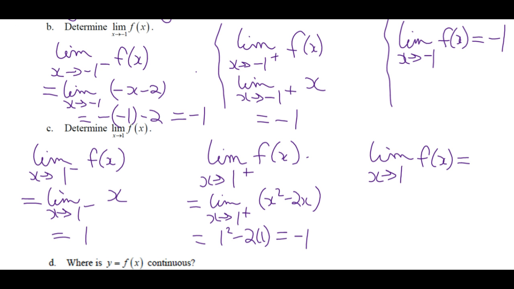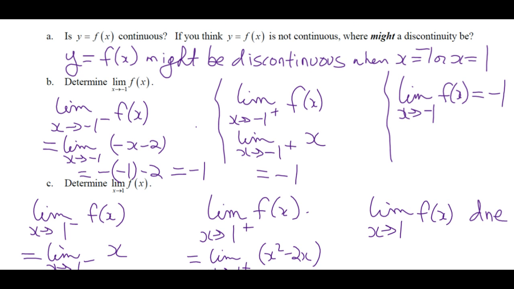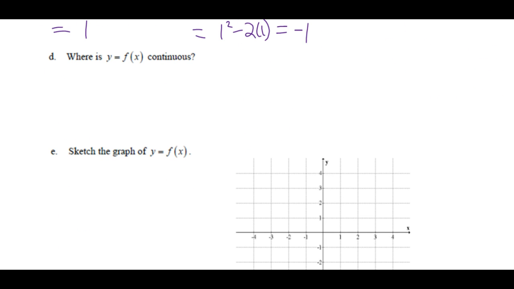So what's this equal to? What can we say about this? It does not exist, right? Since the limit from below and the limit from above are not the same, then it doesn't exist. So where is y equals f of x continuous? It's continuous at negative 1. So everywhere except x equals 1. So it's continuous everywhere except when x equals 1. That's where it's discontinuous, right? Where the two one-sided limits are different.